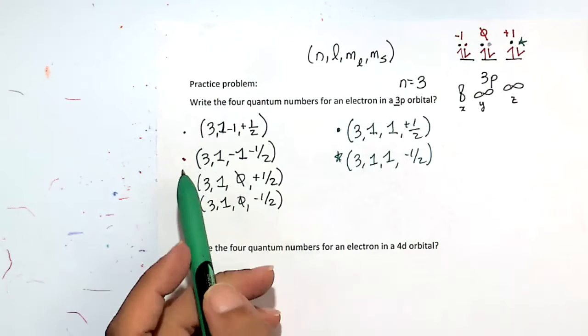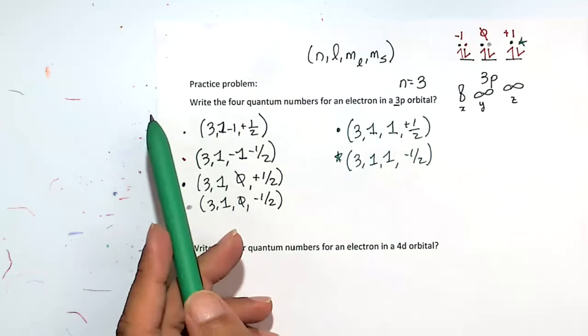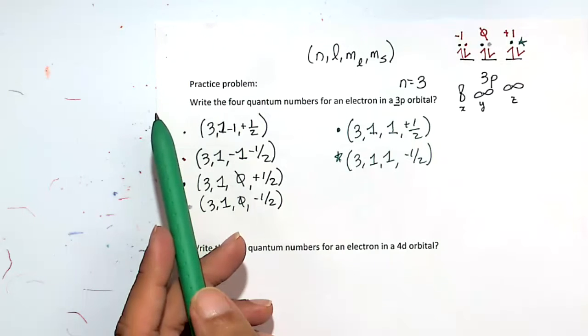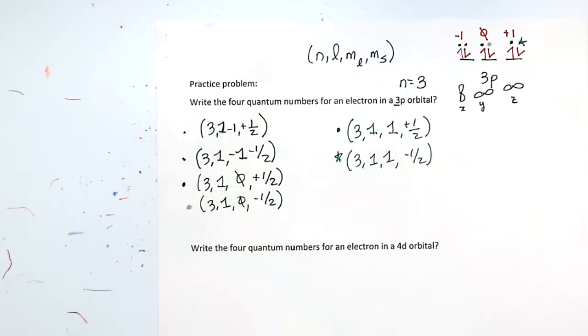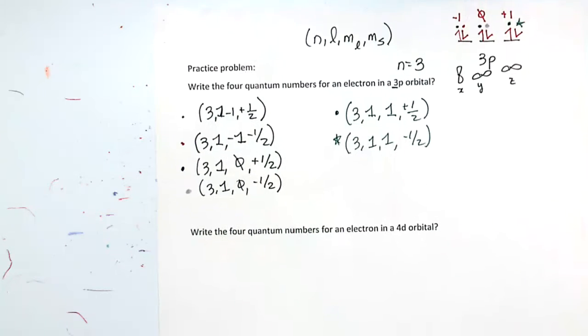So this answer will have 6 terms, each term with 4 numbers, because the address of an electron is 4 quantum numbers. Right, so that's how you approach this problem.